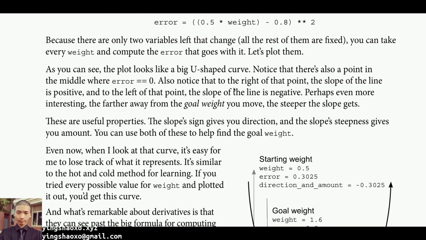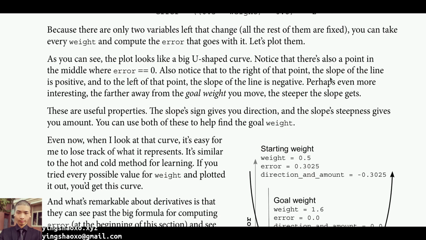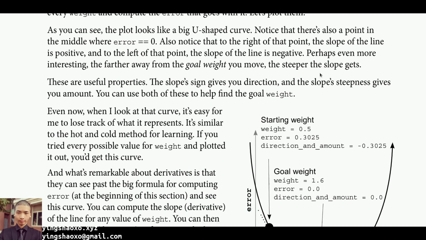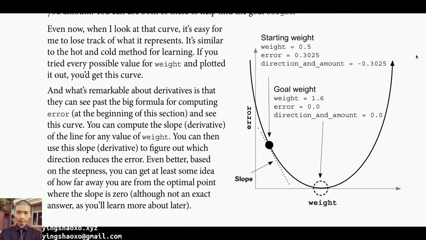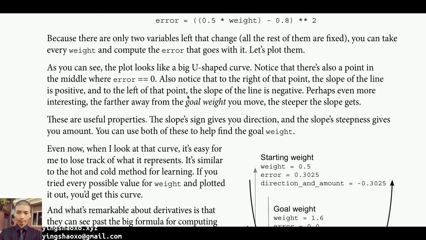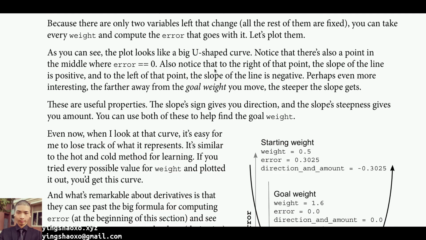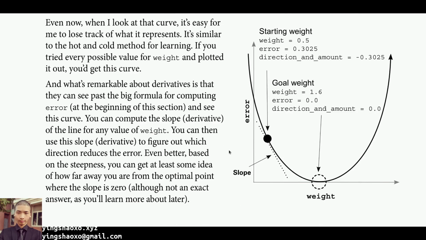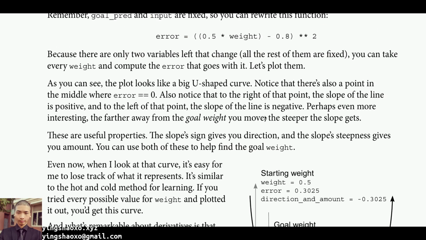Also, notice that to the right of the point, the slope of the line is positive. So, in the right side of this graph, the slope is positive. And to the left of that point, or the left graph, the slope of the line is negative. Here you can see the left side of this graph, the slope of that line is negative, if you know basic high school math.